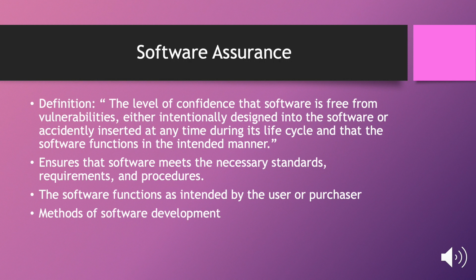The National Software Assurance. The National Institute of Standards and Technology, or NIST, defines software assurance as a level of confidence that software is free from vulnerabilities, either intentionally designed into the software or accidentally inserted at any time during its life cycle, and that the software functions in the intended manner. Software assurance, or SWA, also makes sure that software meets the necessary standards, requirements, and procedures. Software assurance ensures that software functions as intended by the user or purchaser.